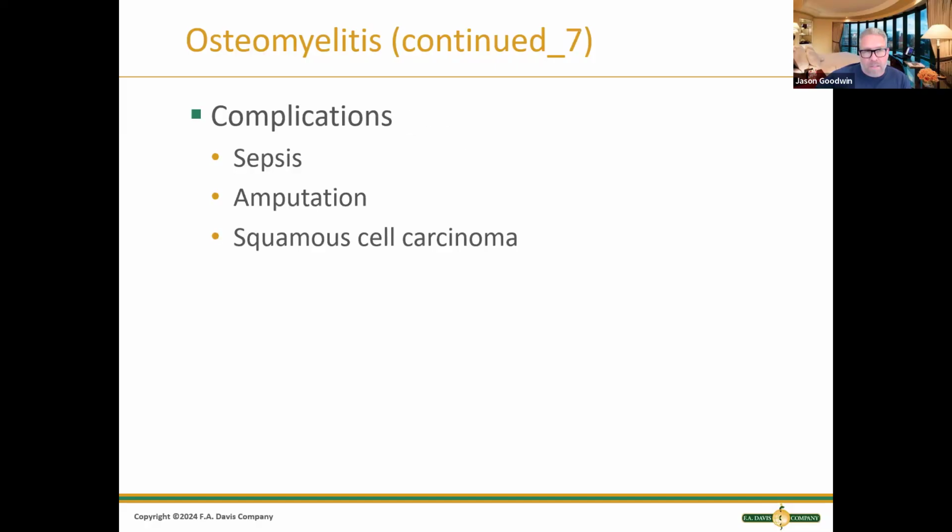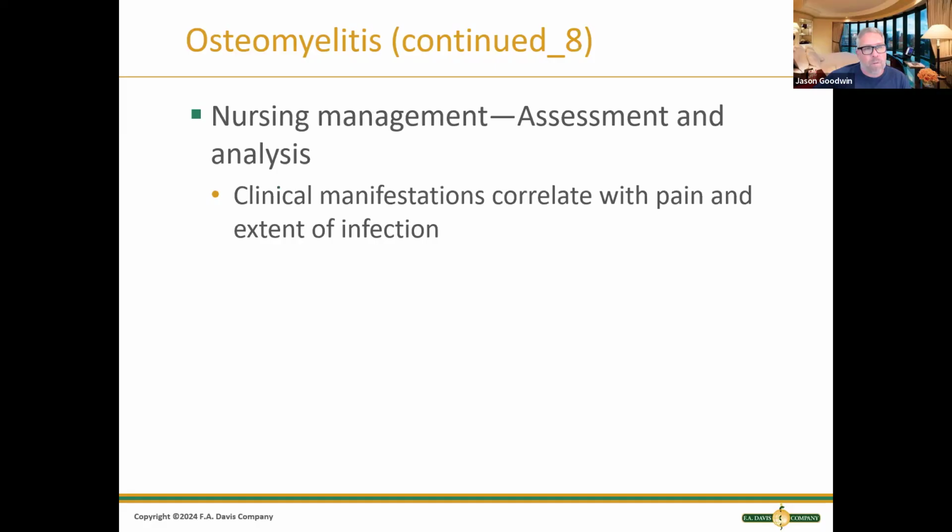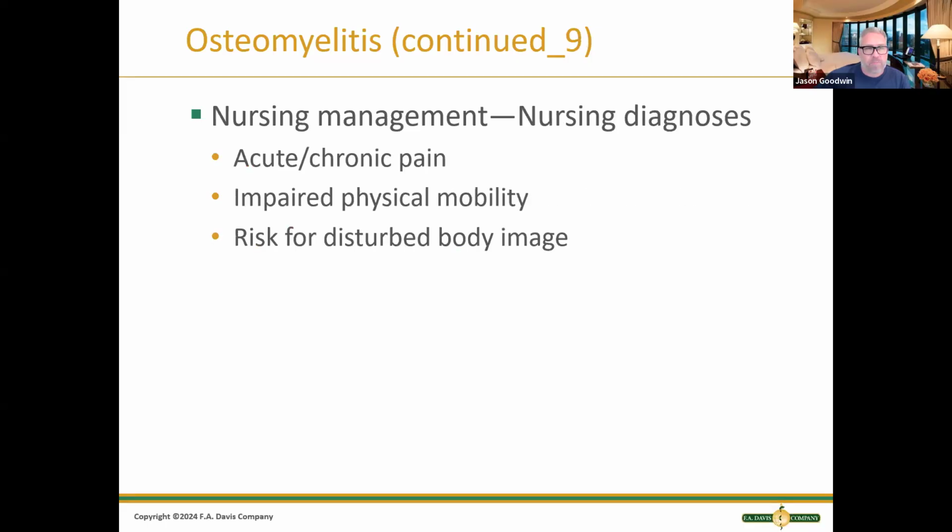And some of the complications I mentioned, sepsis earlier, amputation, squamous cell carcinoma, sepsis being the obvious one because you have an ongoing chronic infection. So when you're doing your nursing assessment and analysis, your clinical manifestations are most likely going to correlate with pain and with the extent of infection.